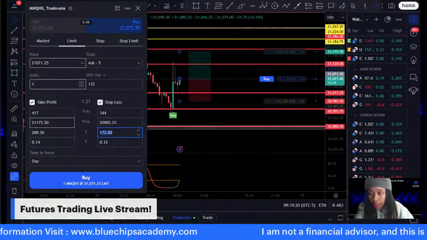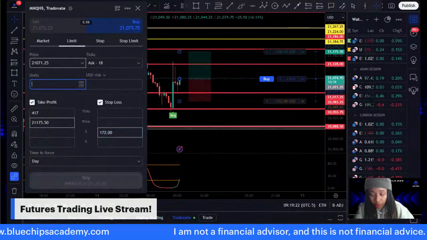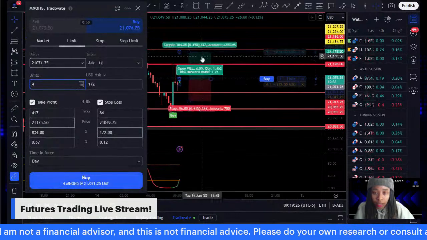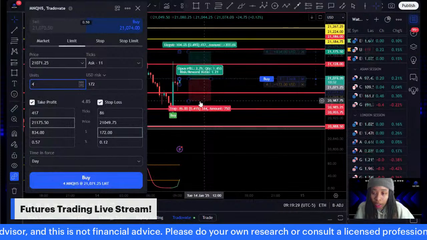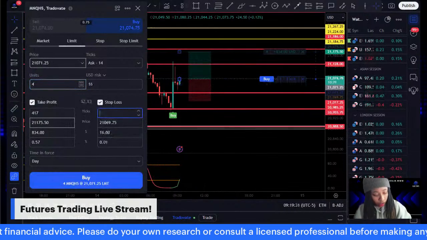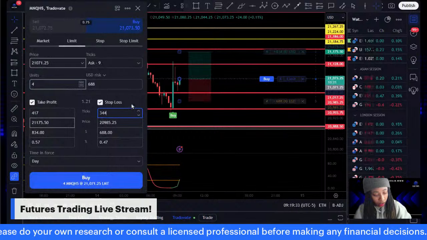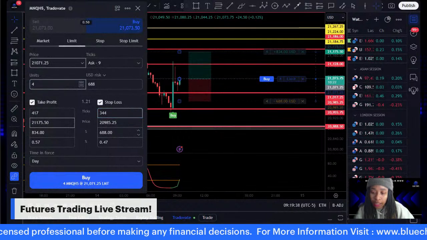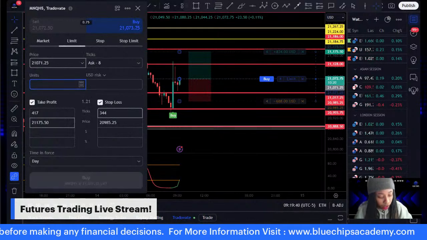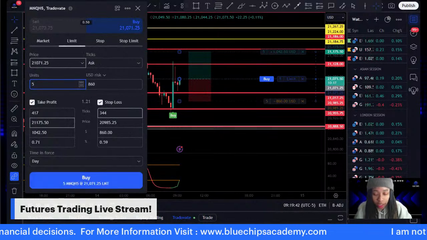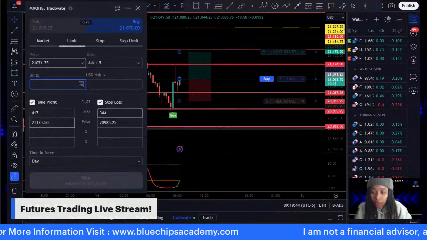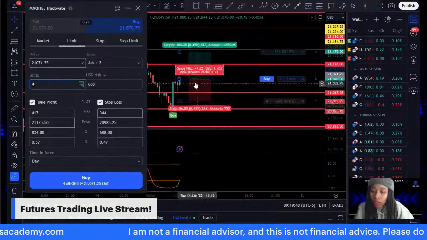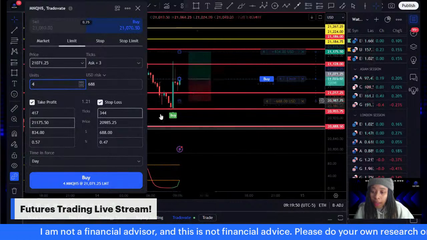Okay, so at $750, let's see how much four contracts gets us. Let's see our ticks for stop loss, 344. So 344 at 4 contracts will put me at 688. Let's see what 5 will get us. That's too much, 860. Okay, so let's do 4 contracts. If we get into this setup here, I'm risking.